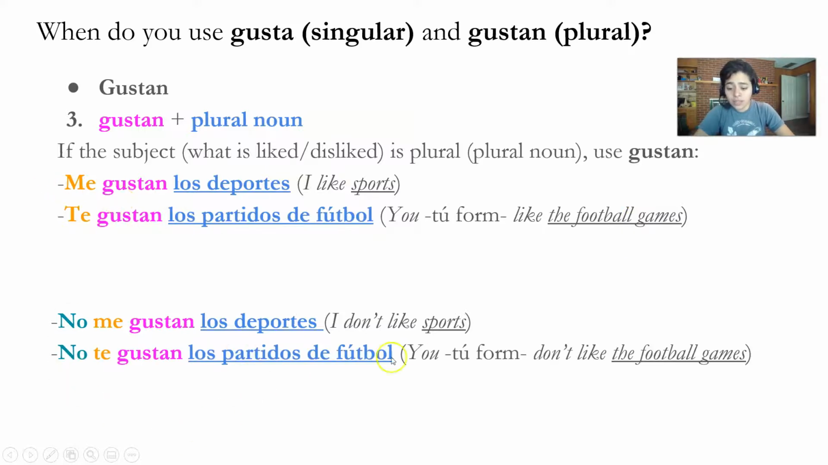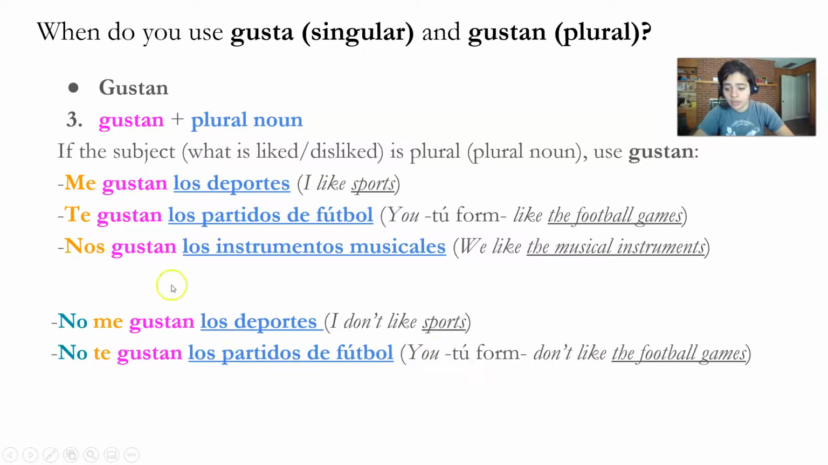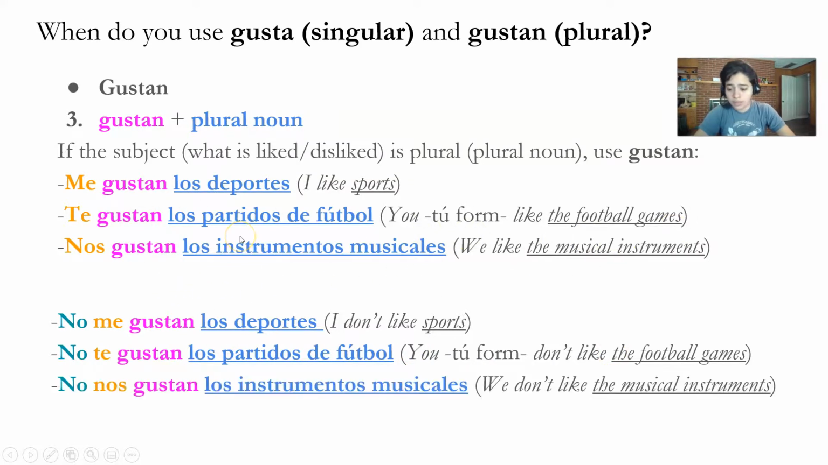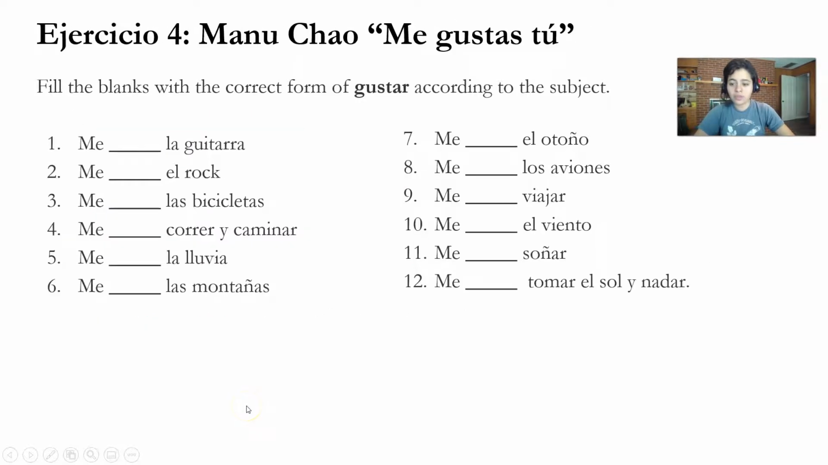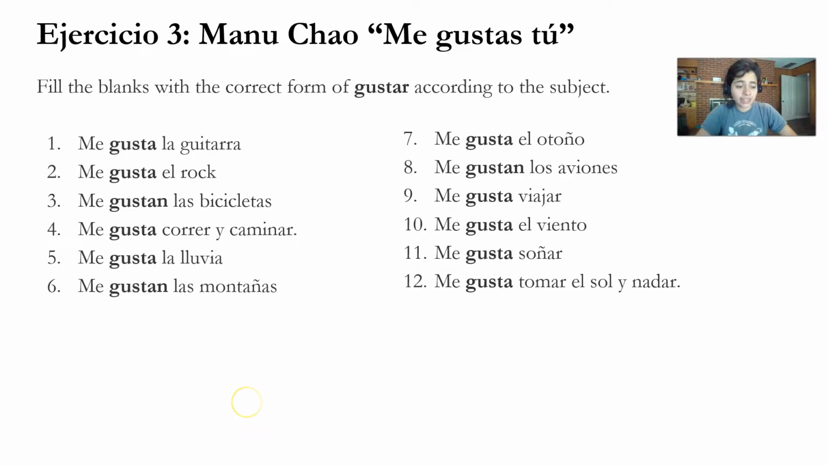No te gustan los partidos de fútbol. Nos gustan los instrumentos musicales. We like the musical instruments. No nos gustan los instrumentos musicales. The musical instruments, plural, so the verb must be in the plural form. So we're gonna do a practice. Fill in the blanks with the correct form of gustar according to the subject. And here you can check your answers.